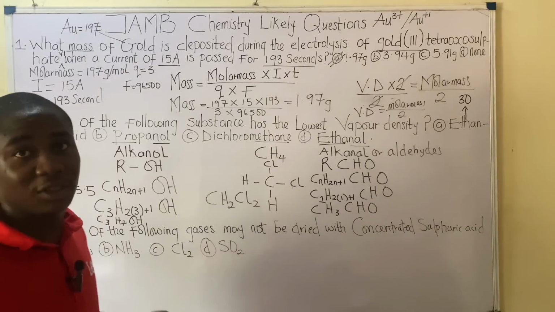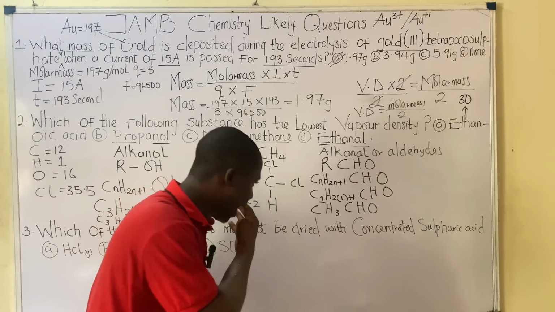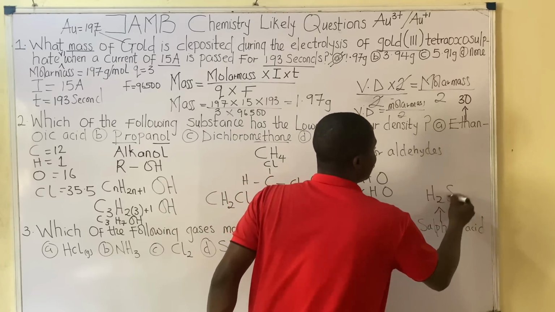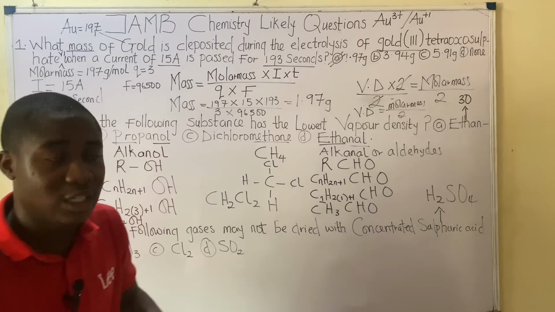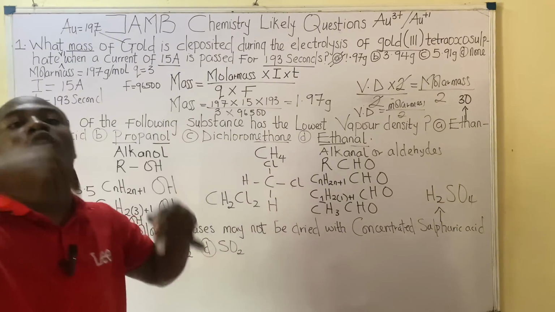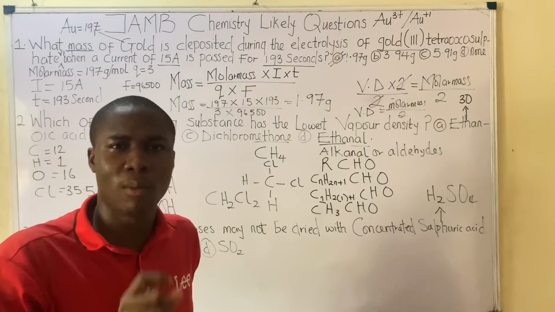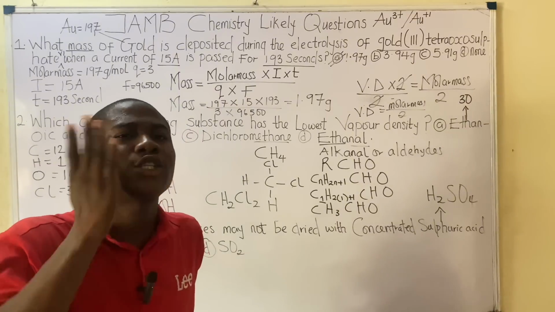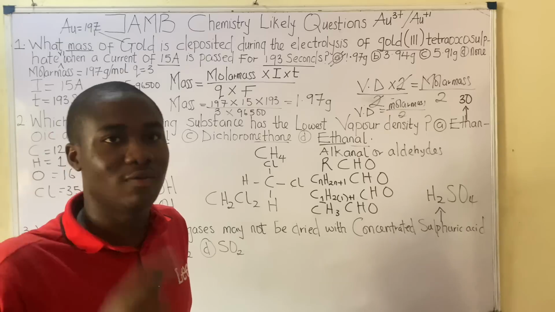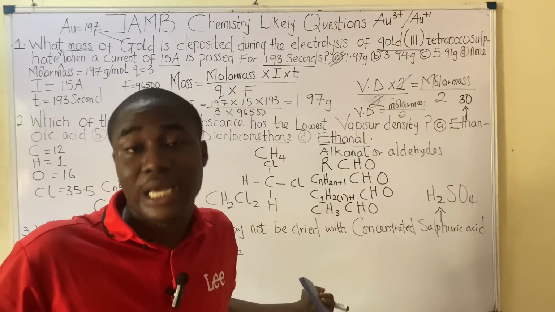So let's get into question number 3. Question number 3 says, which of the following gases may not be dried with concentrated sulfuric acid? This is sulfuric acid. You already know the chemical formula is H2SO4. Let me interpret this question in an easy way. They are asking which of these gases cannot be dried by H2SO4. So something will come to your mind: H2SO4 is a compound that dries gases. So it is a drying agent. That's one use of H2SO4. It is also a dehydrating agent as well.